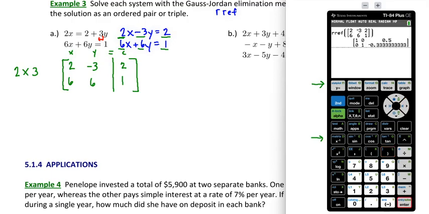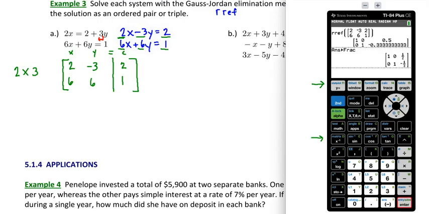So let's press enter. This one looks like it gives us decimal values. We don't want the decimals, we want it to be in fraction form. So let's press our math button over here on the left and choose number 1, fraction, and it'll clean that matrix up a little bit for us. So that is our reduced row echelon form.